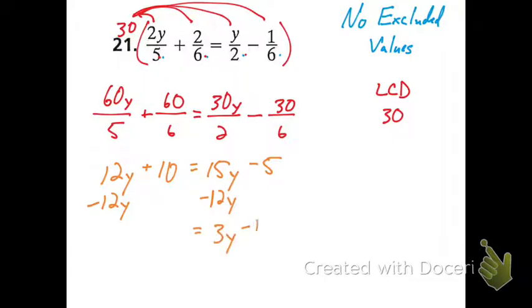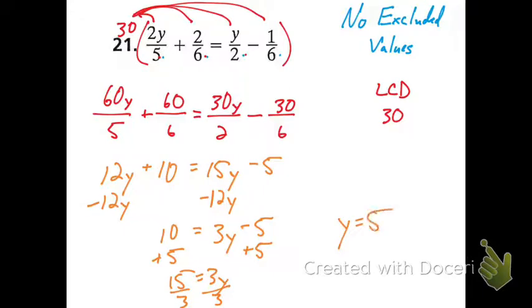That's 3y minus 5 on the right side. On my left side is 10, so I'm going to go ahead and add 5 to both sides. So I have 15 is equal to 3y. So when you divide both sides by 3, I get y is equal to 5. And since there's no excluded values here, that's my answer.